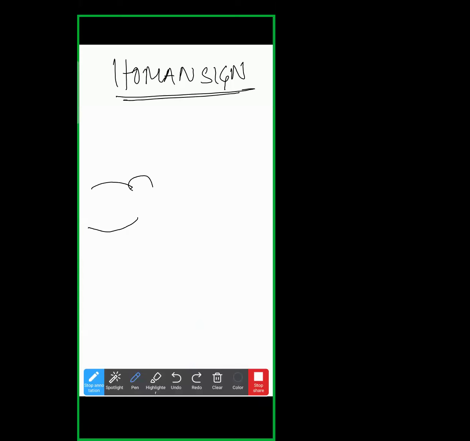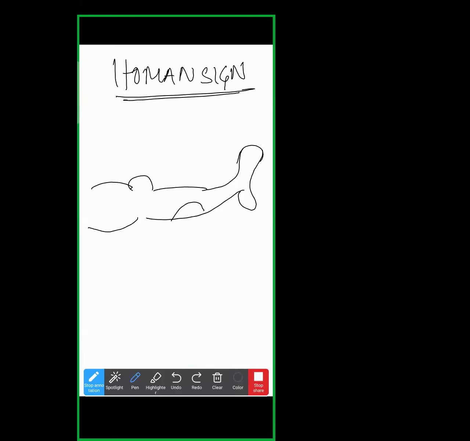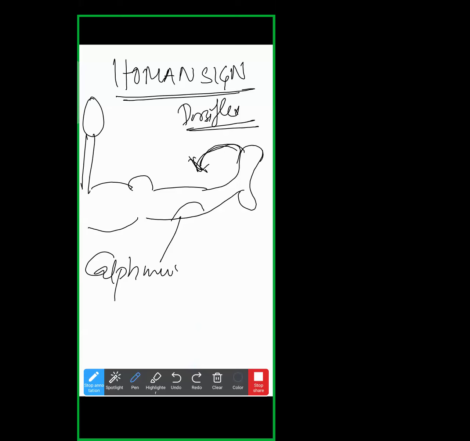Imagine this is a leg. Severe calf muscle pain. This is a calf muscle. So what you want to do in Homan sign? You want to dorsiflex the foot, flexing the foot backward, towards your face. You flex your foot like this. This is called dorsiflexion. When you dorsiflex the foot, if there is severe calf muscle pain, then Homan sign is positive.